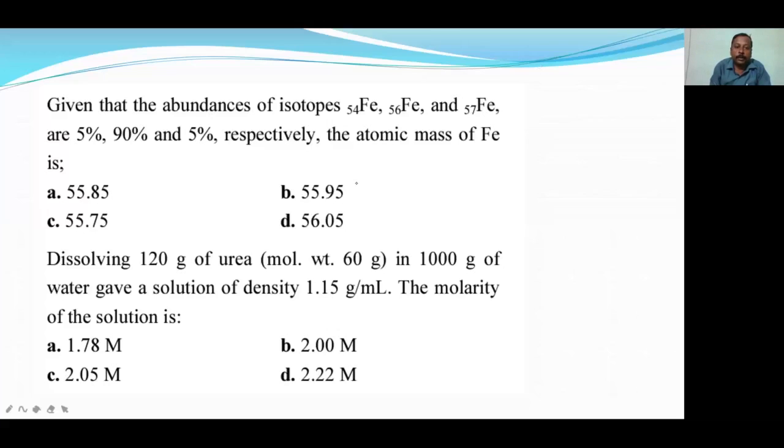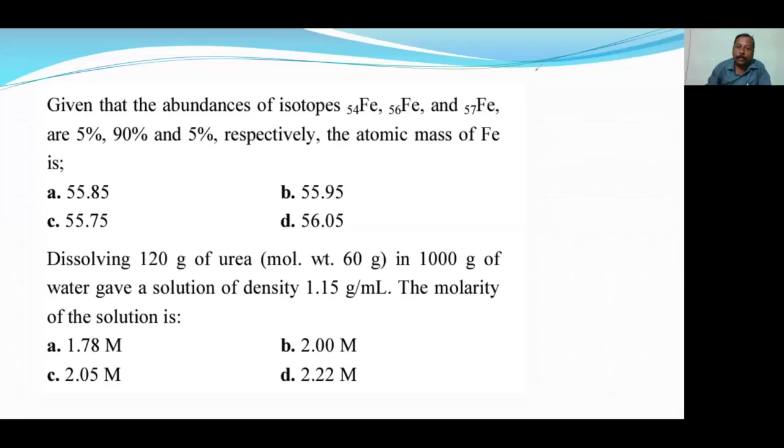Okay, the next question is a little easy, appearing to be easy. Mass number 54 is 5%, mass number 56 is 90%, and mass number 57 is 5%. Then you have to find out the atomic weight. Very simple, but it is a calculation part.